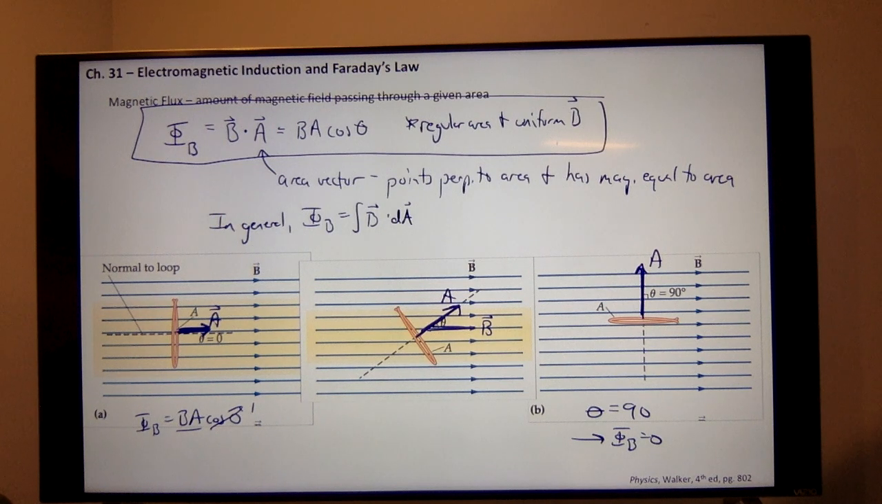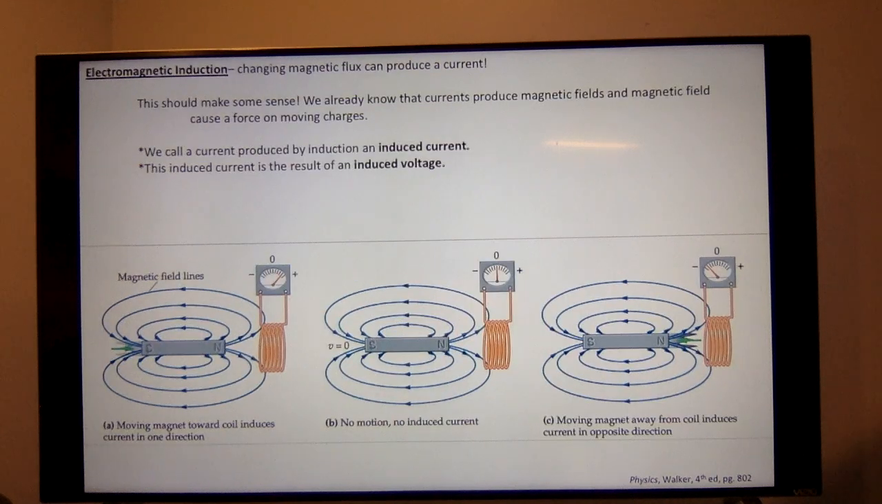Now, unlike what we did with the electric field, this is going to end up with a very, very practical result, which is known as electromagnetic induction. The overall concept of electromagnetic induction, which sounds incredibly fancy, I will agree, is that changing magnetic flux, which we just learned about, can produce an electric current in a circuit. Changing magnetic flux can produce a current.